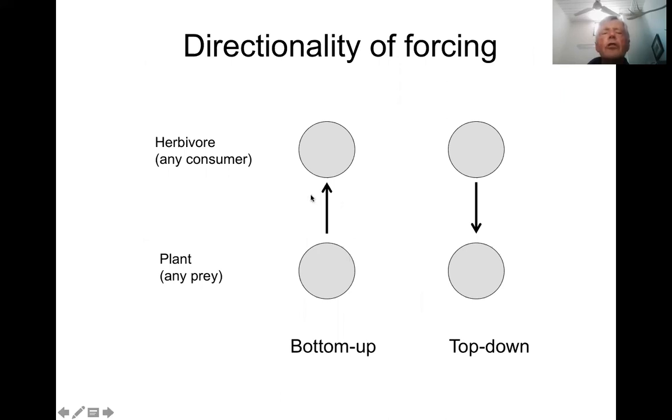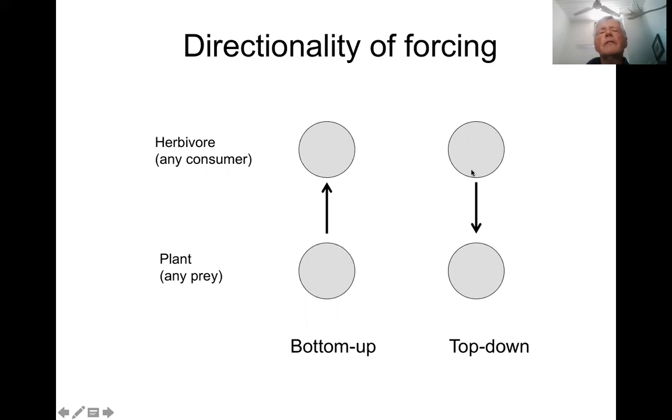When we use the term bottom-up forcing, we are referring to a circumstance where the dynamics between the prey and the consumer is largely one in which the prey is fueling the abundance of the consumer. That is to say, the prey is not being affected much by the consumer, but the consumer is being very strongly affected by the nutritional impact of the prey. That's bottom-up forcing, and it's called bottom-up because the forcing starts at the bottom of the food web and moves upward.